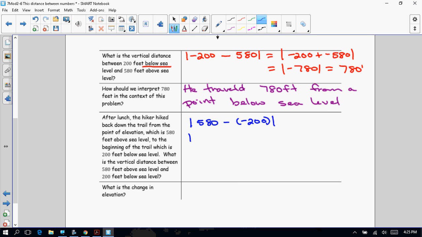So we have the absolute value of 580. Subtraction means add the opposite, so I'm going to add 200. And when I add these two whole numbers, it's 780. And what's the absolute value of 780? It is 780 feet, right? So what's the change in elevation? It's 780 feet. He just came down the mountain, right, versus going up the mountain.